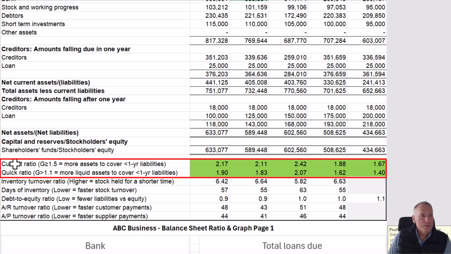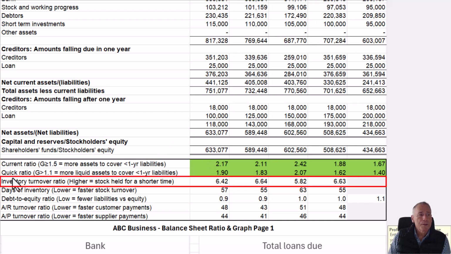So the first two are your current ratio and quick ratio, which is your proportion of current assets versus your current liabilities. And in this case, it's all green, it's all very good. And your quick ratio is your current assets less your stock versus your liabilities.